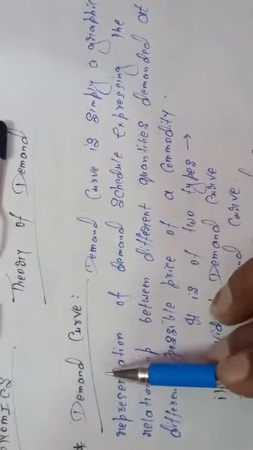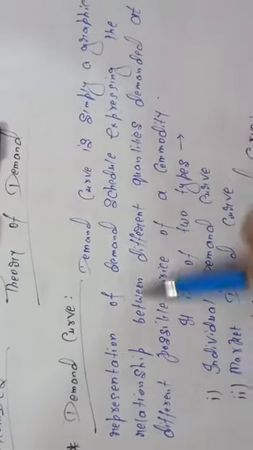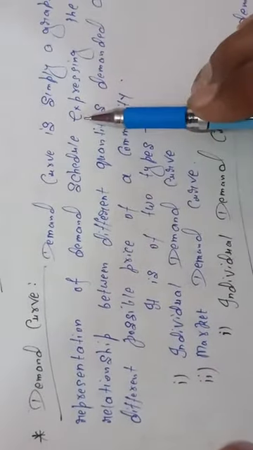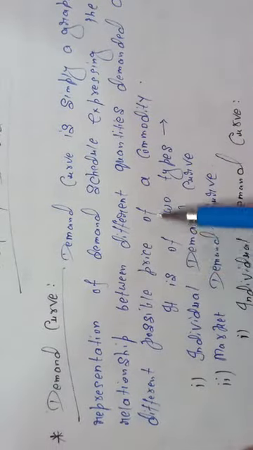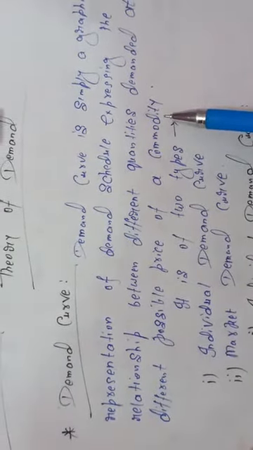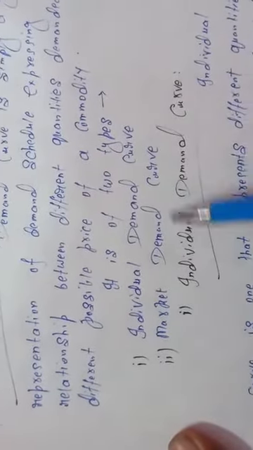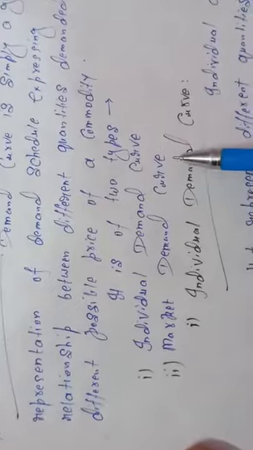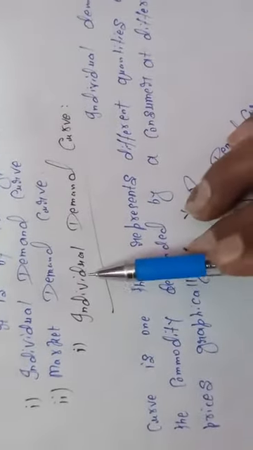So let us have a look at the definition. Demand curve is simply a graphic representation of demand schedule expressing the relationship between different quantities demanded at different possible prices of a commodity. It is of two types. The first one is individual demand curve and the second one is the market demand curve. Now we will talk about the first one, that is the individual demand curve.